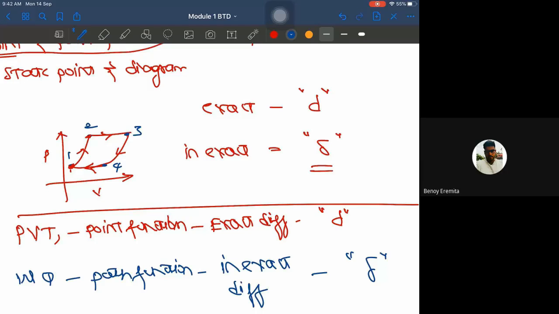Yes, sir. So concepts are clear with the point and path functions. So why is a point function called an exact differential?